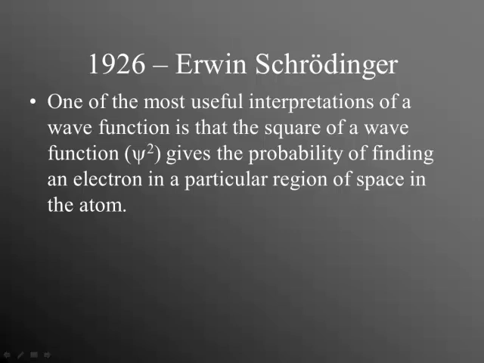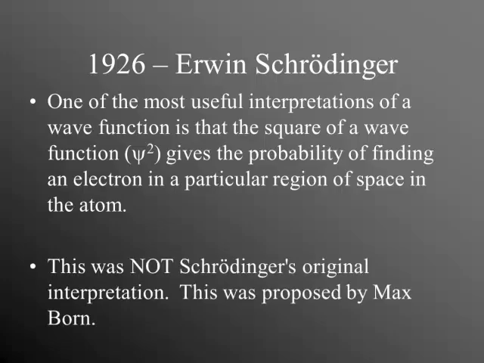When studying waves, remember that this was well-established science at the time. There's a relationship between the intensity of light and the square of the amplitude of the wave. Max Born applied this idea to the electron wave to show that the square of a wave function tells you where an electron is likely to be.